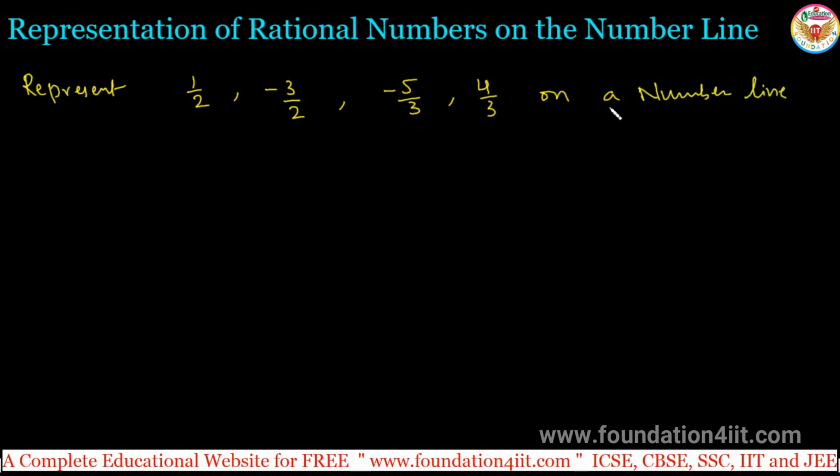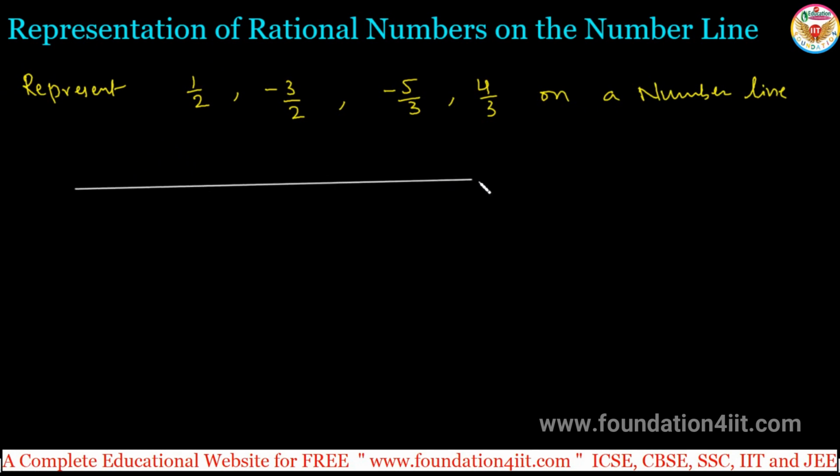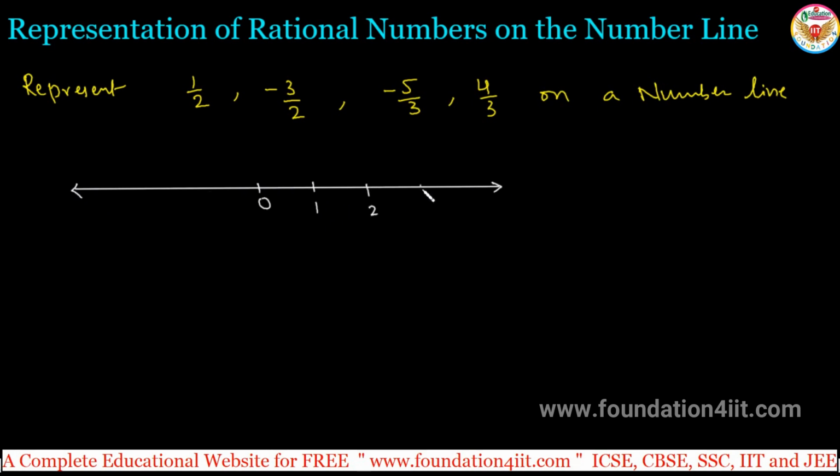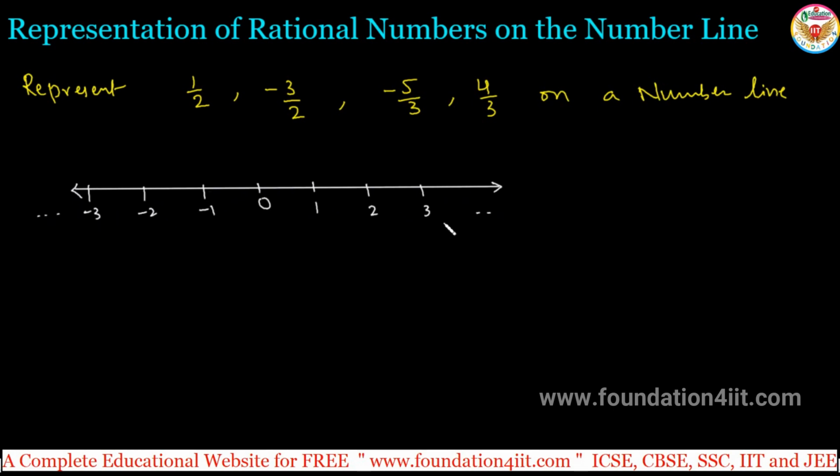If you get questions like this to represent on the number line, first we know how to represent the integers on the number line, right? If you draw the line, first of all we need to mark the 0 at the center. The right side is positive values 1, 2, 3 and so on, and the left side is minus 1, minus 2, minus 3 and so on, till infinity on this side.